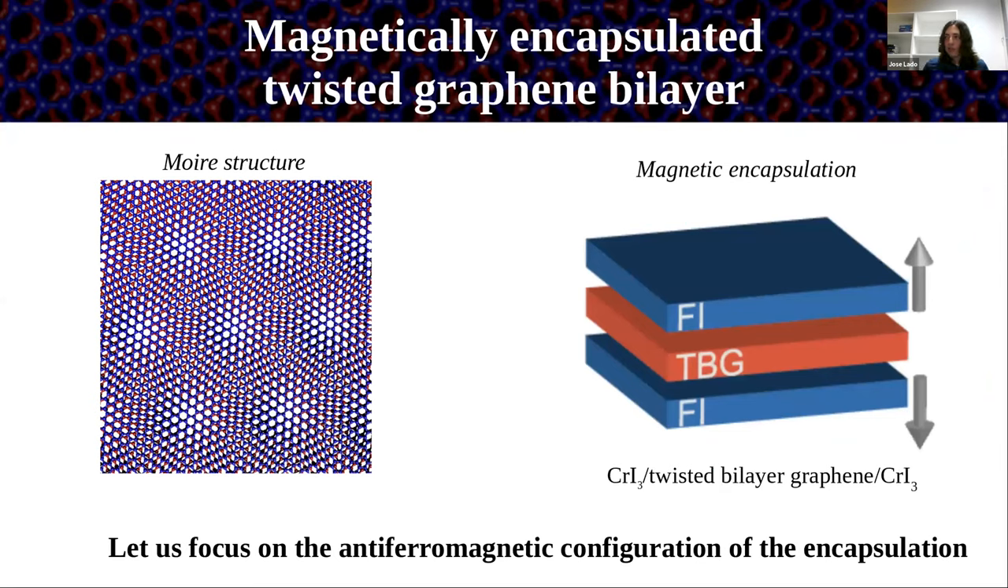And to answer this question, I'm going to start with a fairly simple system. So let's start with twisted graphene bilayers, in particular, a little bit above the magic angle, and I'm going to encapsulate this twisted graphene bilayer in between two ferromagnetic insulators. And for the sake of simplicity, let us just focus on the antiferromagnetic configuration, which is actually the optimal one to get this valley frustrated state in this system.